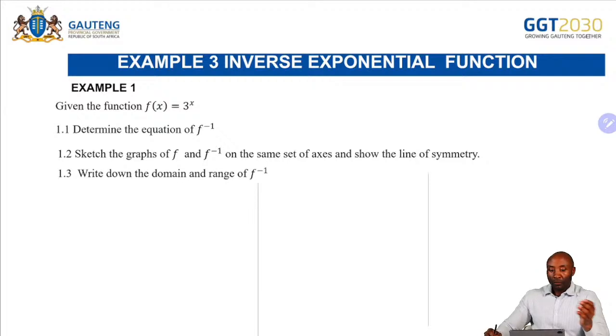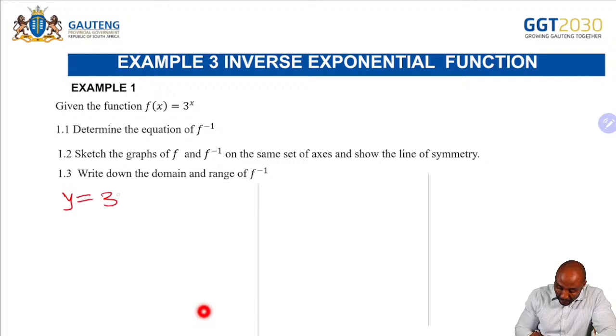Now, we are given the function f of x is equal to 3 to the power x. The first question requires us to determine the equation of f inverse. So, to determine f inverse, remember what we said. We write this as y is equal to 3 to the power x. Next step, we interchange x and y. We will get x is equal to 3 to the power y.